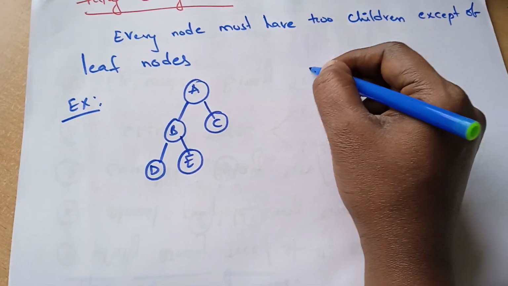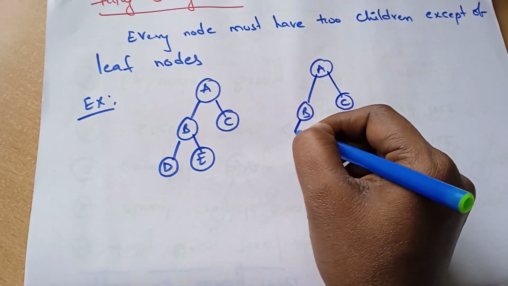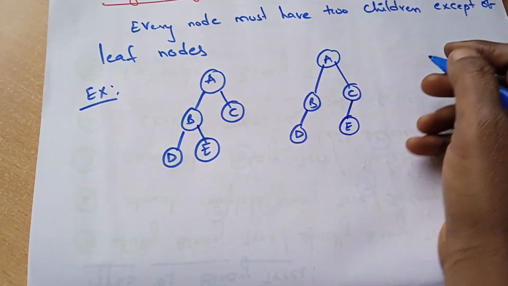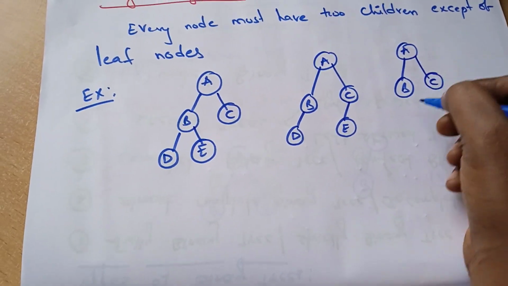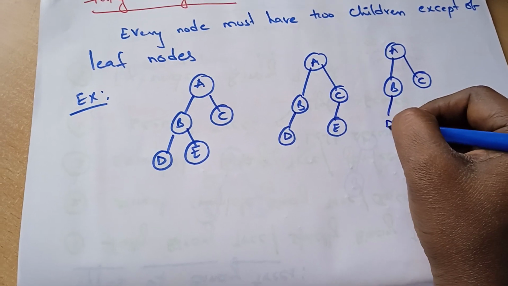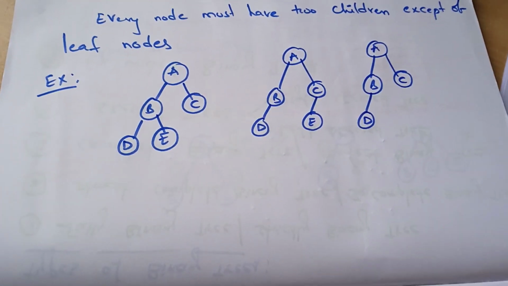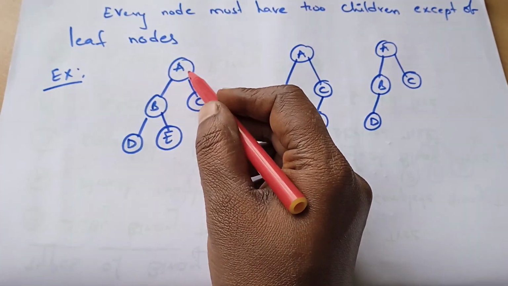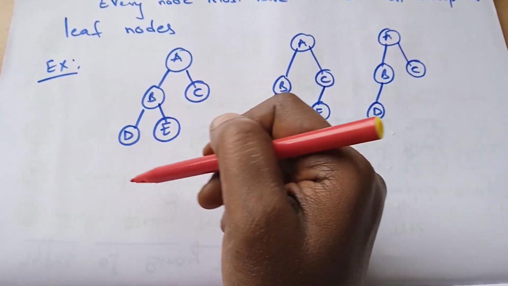Right, now look at this. I'm drawing the other trees: A, B, C, D, E, and A, B, C, D. Now look at these trees. There are three trees. How many children is each node having?